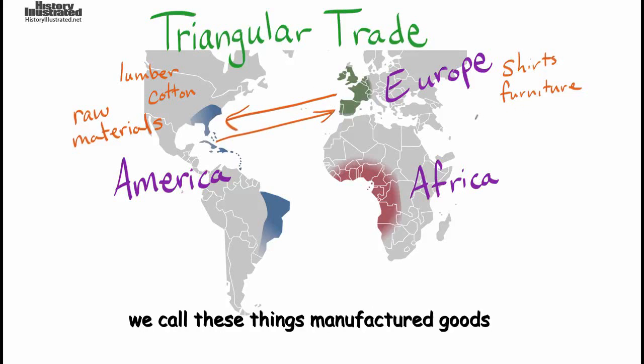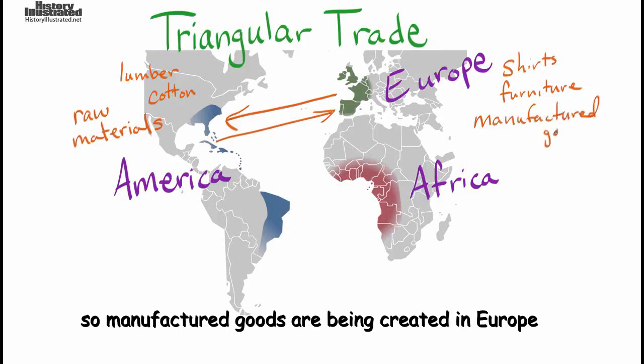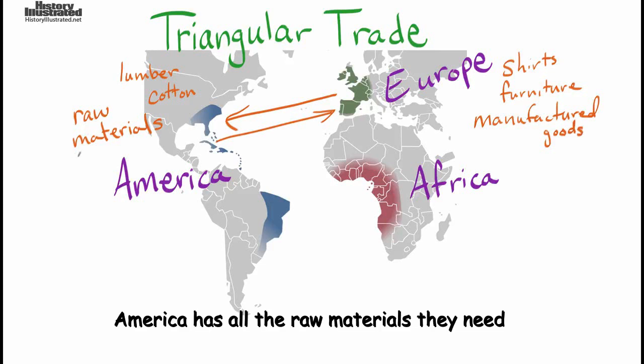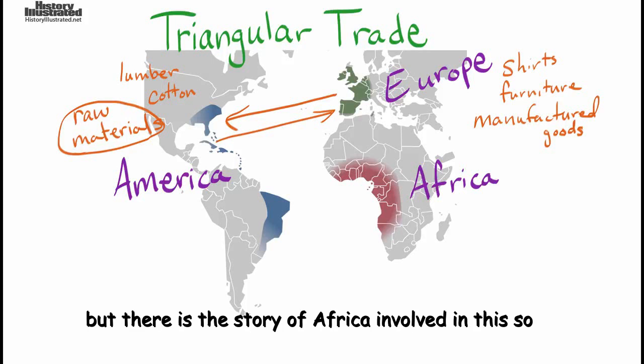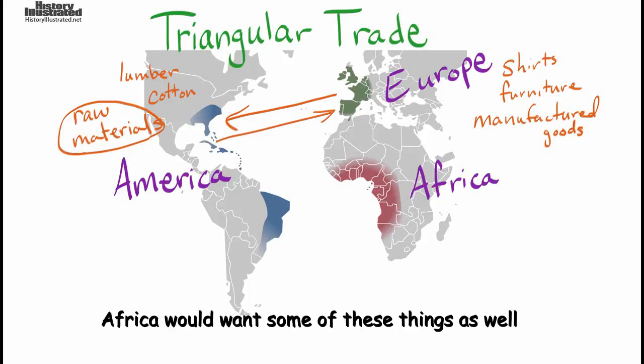We call these things manufactured goods. So manufactured goods are being created in Europe. America has all the raw materials they need to create the manufactured goods. But there is the story of Africa involved in this. So Africa would want some of these things as well.